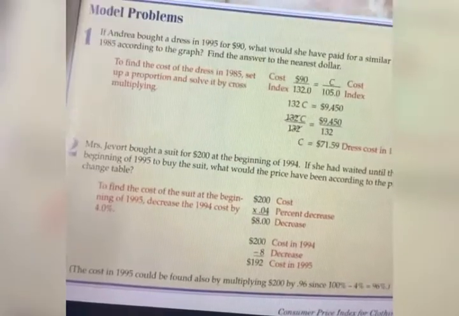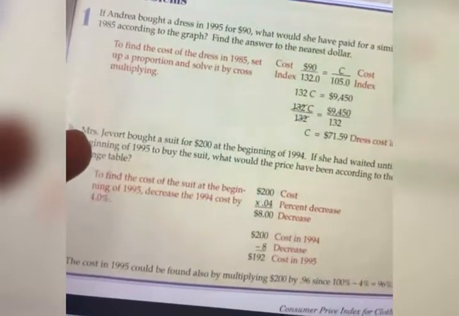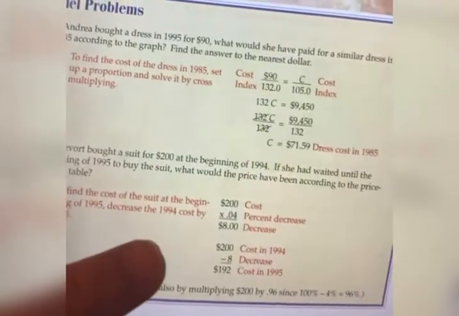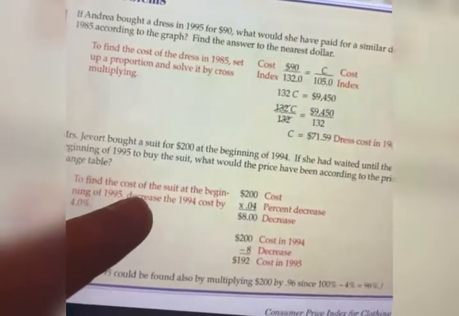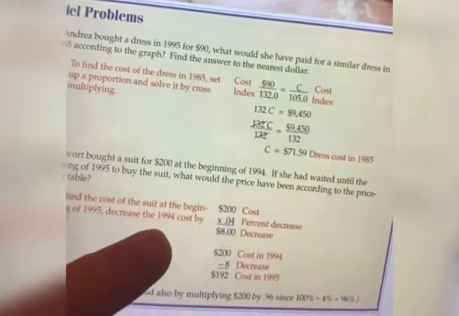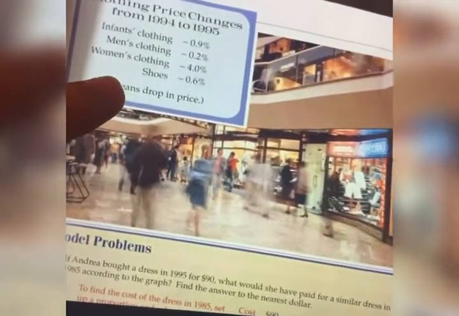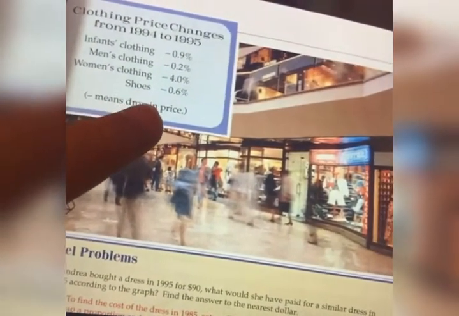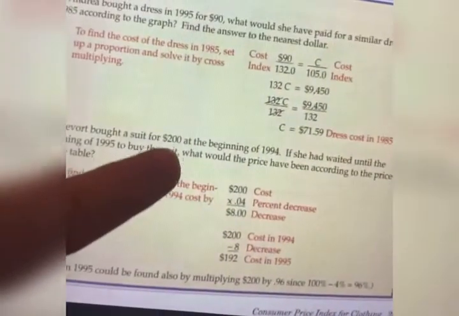For example 2, it says Mrs. Javort bought a suit for $200 at the beginning of 1994. If she had waited until the beginning of 1995 to buy the suit, what would the price have been according to the price change table? The price change table is this one up here. It says women's clothing went down by 4%. So all you're going to do is decrease $200 by 4%.